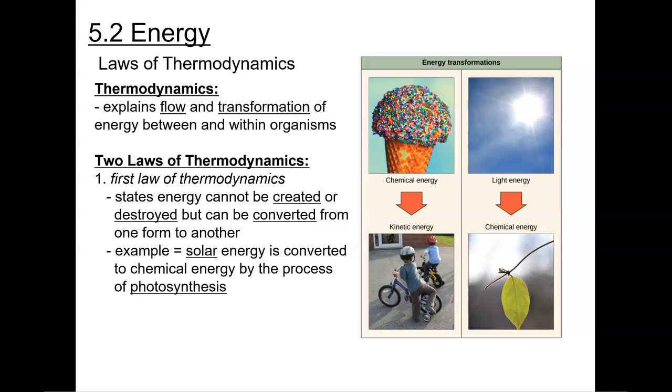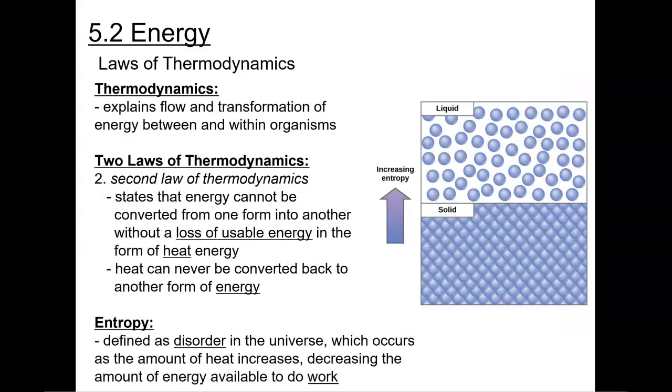This is going to lead us to the laws of thermodynamics. So this is going to be two laws that explain the flow and transformation of energy between and within organisms. So with the first law, the law of thermodynamics is going to state that energy cannot be created or destroyed, but can only change form. So it can be converted from one form to another. An example of this is taking solar energy and converting it over into chemical energy through photosynthesis. So it captures that energy, takes it, and converts it over using water and carbon dioxide to make the energy that it's going to use, which is going to be glucose. So that's going to explain the flow and transformation of energy between and within organisms as far as the solar.